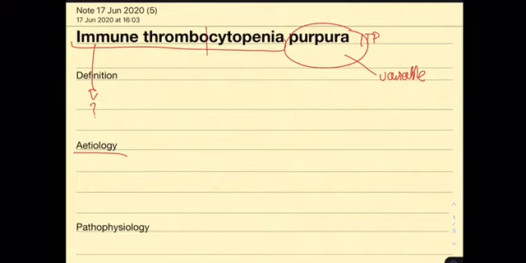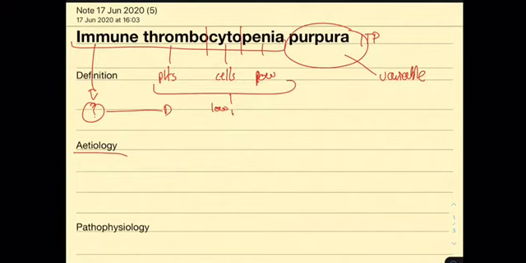Thrombocytopenia can be divided into three parts. Thrombo means platelets, cyto means cells, and penia means low. So in this case, we have an immune response which results in low platelets. The etiology can be classified depending on patient presentation into the acute and chronic forms.